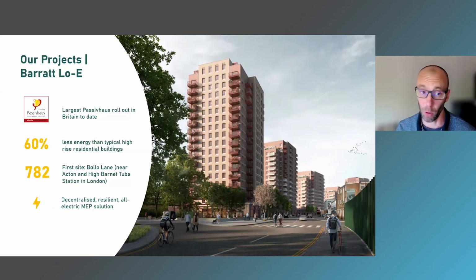And Barratt are planning to roll out what they're calling their low E approach, which is certified Passivhaus in London, on every London project. So they're going to be building something like 1,500 dwellings per year and larger numbers in London, certified to Passivhaus. From this point onwards, Bollow is just the first of those. And it's a really exciting step change for the industry, really.